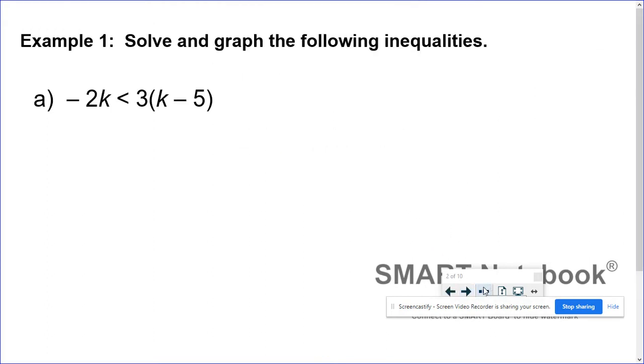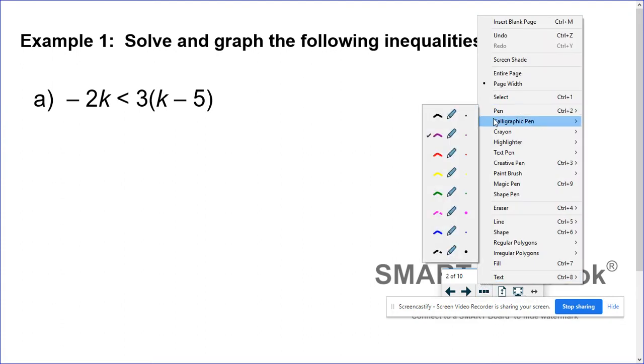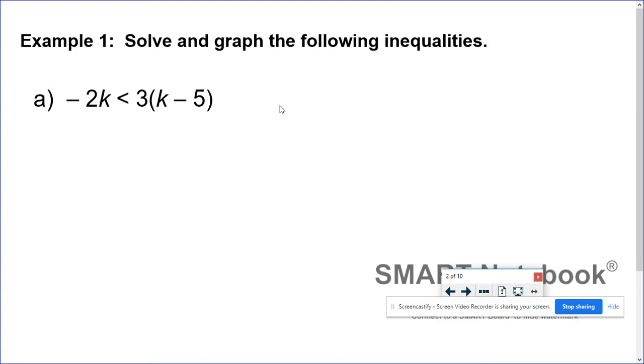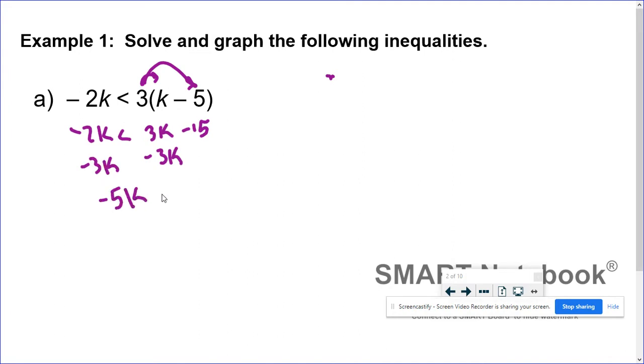So the first thing we're going to do is solve an inequality. Again, this works very similarly to how you would solve an equation. We're trying to isolate the variable. So the first thing I'm going to do here is distribute the 3. You get negative 2k is less than 3k minus 15. Subtract 3k. You get negative 5k is less than negative 15.